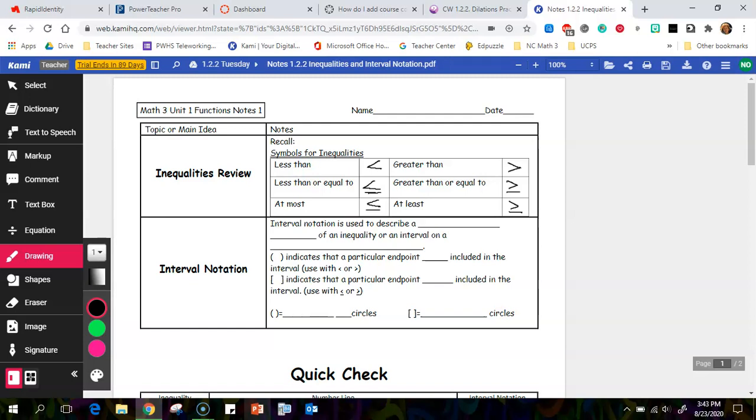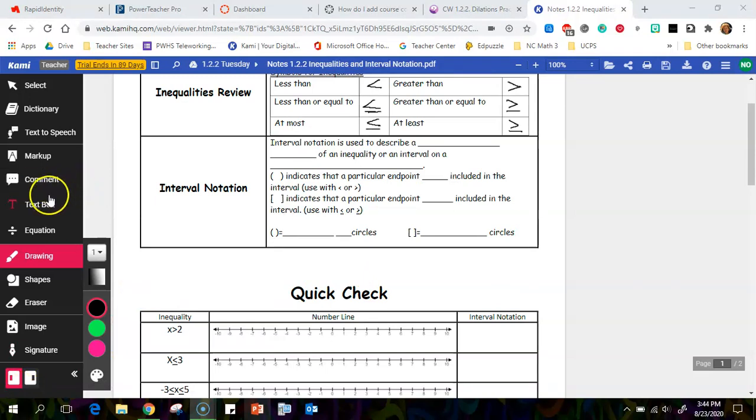So at most, if I said he is at most 10 years older than I am, then he could be 10 years older, 9 years older, 8, 7, on down to 1 or 0. And the at most, you would use the less than symbol because it would be everything less than 10 or equal to 10. So I'll type in some things and you can do the same thing.